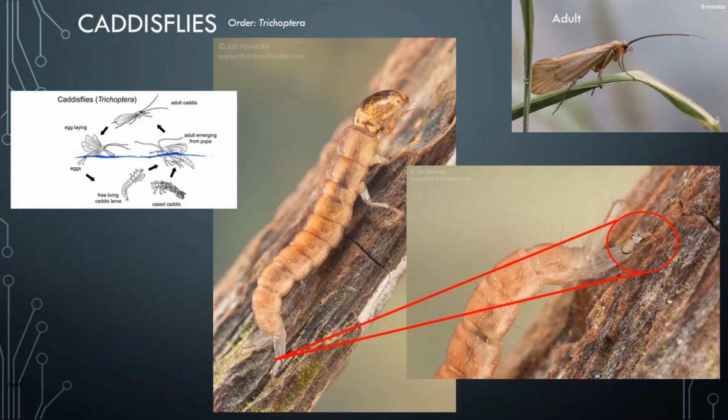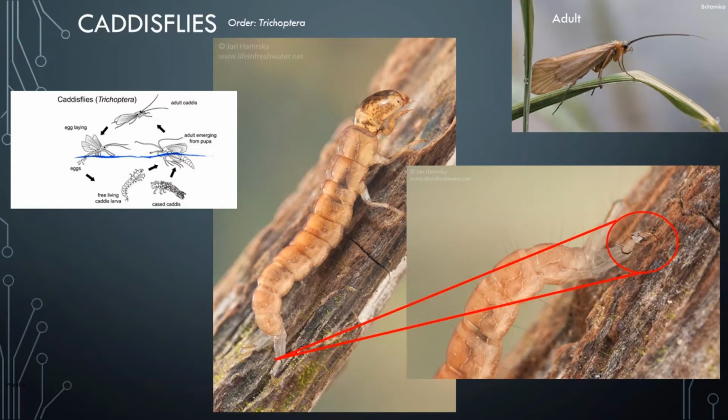Lastly is caddisflies. These insects have adapted to nearly all aquatic environments, and there are over 1,200 species in North America. Because of their wide range, they also have different sensitivity levels, but we are just going to focus on the more sensitive ones. Caddisflies have a complete metamorphosis and have all 4 stages, including the pupa stage.